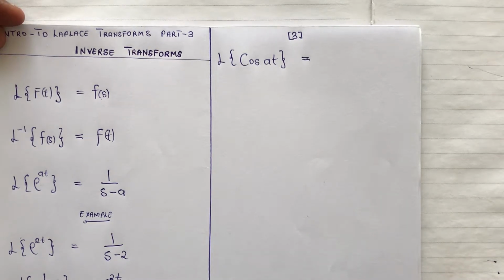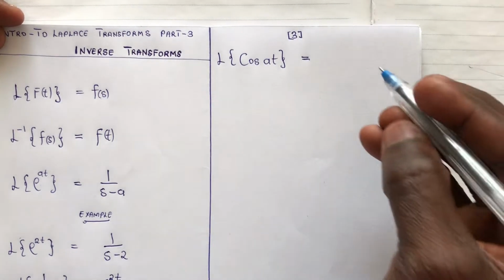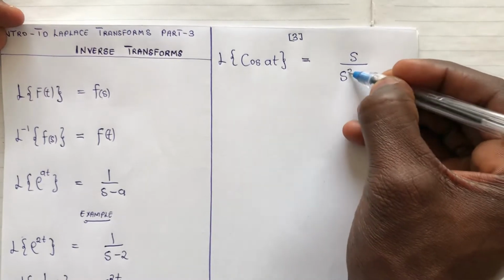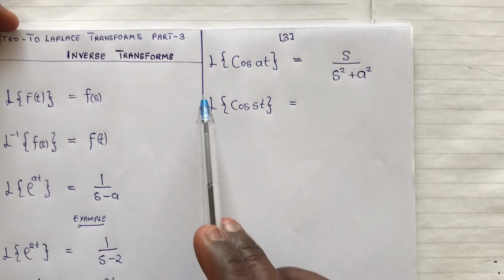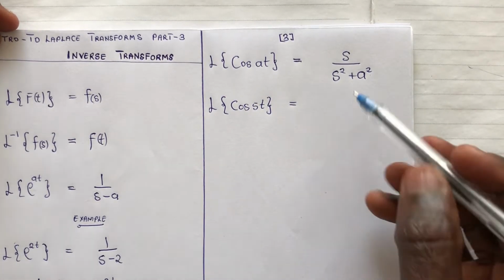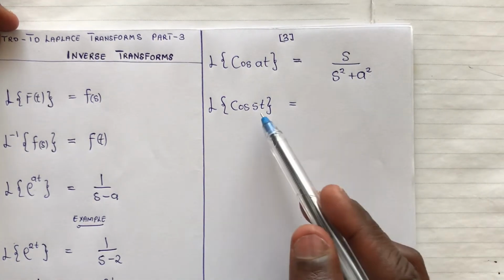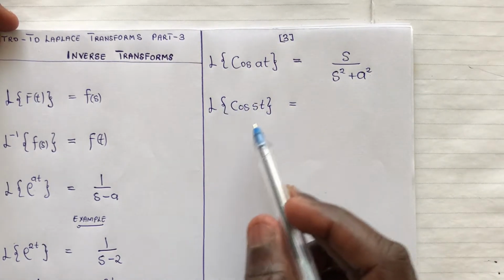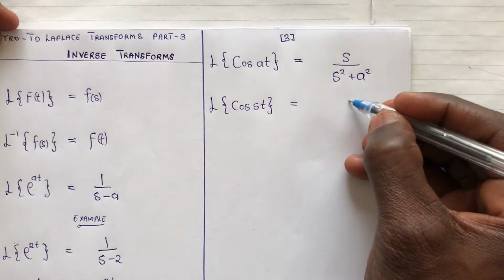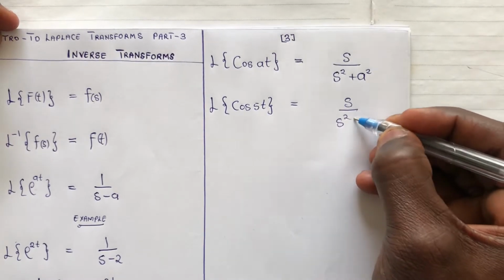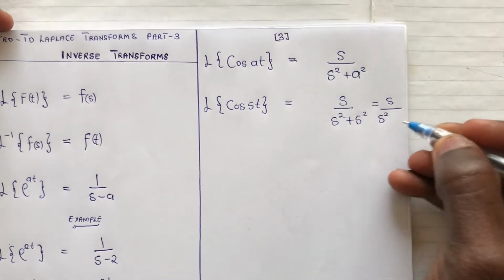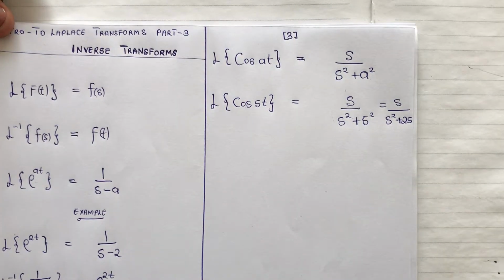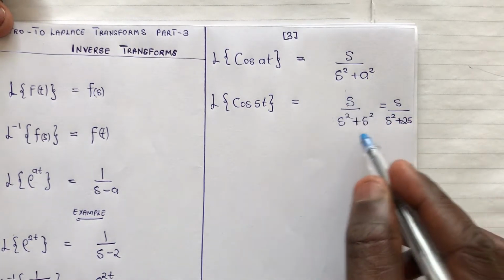Okay, so this one, the result was giving us s over s squared plus a squared. Now, for example, the Laplace transform of cos 5t will generate this. Replace a with 5. Remember, once you solve this by proving, you get what? s over s squared plus 5 squared, giving you s over s squared plus 25. So all we are discussing here in inverse transform is that you just take the inverse of this side.